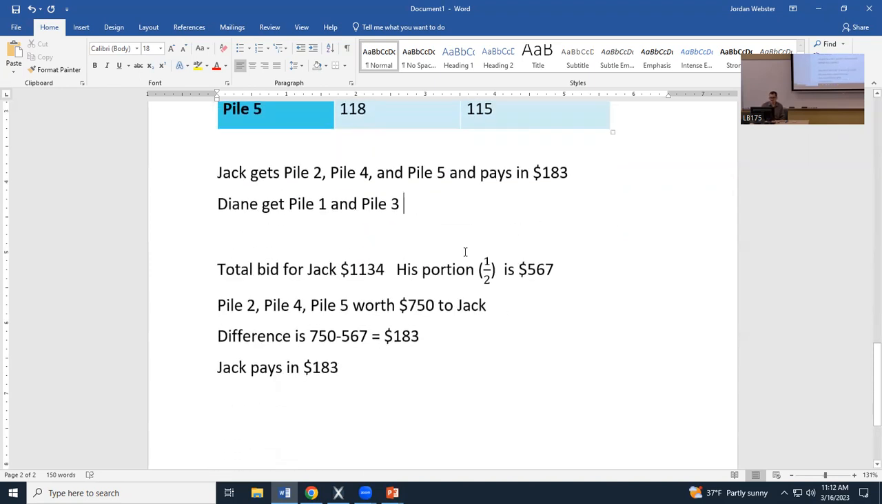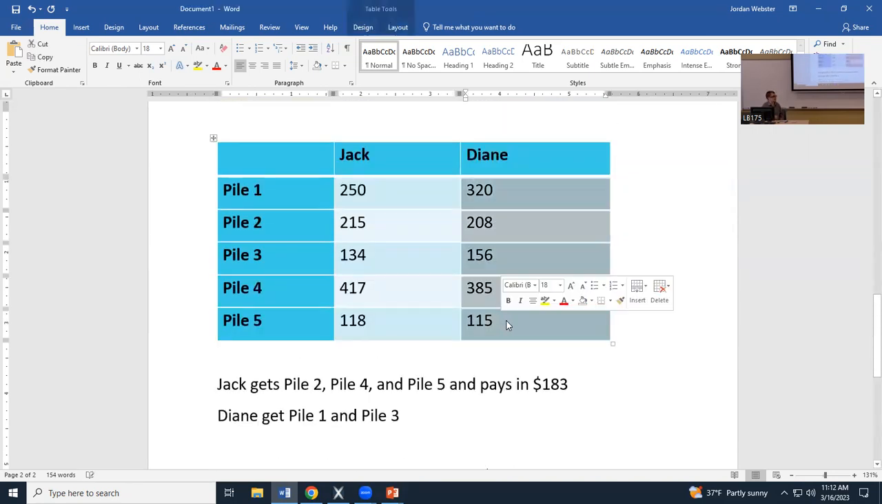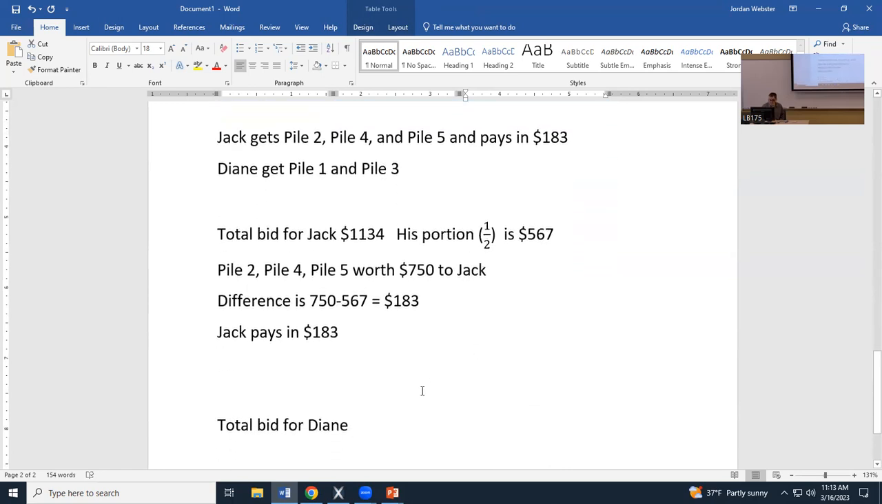All right, let's go for Diane. So total bid for Diane, that's going to be the sum of those numbers, right? So we're just going to add those numbers up, 320 plus 208 plus 156 plus 385 plus 115. I got 1184 for Diane as the total bid.